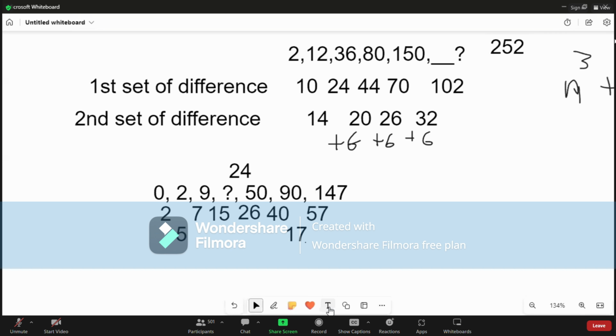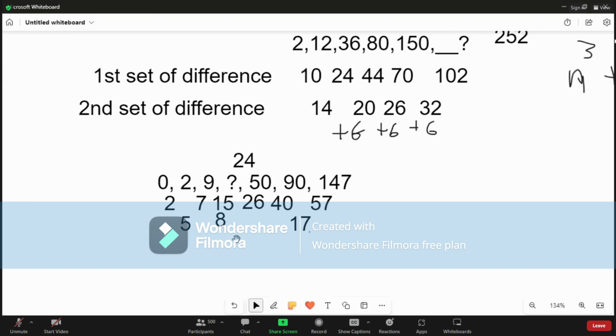Now let's come to this. This is 8, the second set of difference, and this is 11, and this is 14. So I think we found a pattern over here. Like you can see, all of them are plus 3. 5 plus 3 is 8, and 8 plus 3 is 11. 11 plus 3 is 14, and 14 plus 3 is 17. So the answer for this is option 1, that is 24.